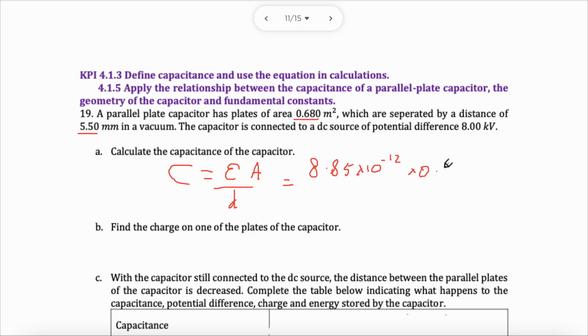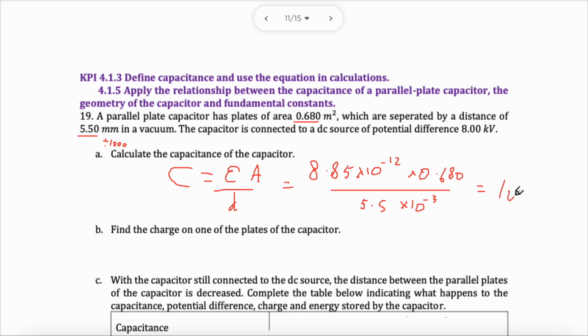Multiply that by the area, 0.680, and I'm going to divide all of that by the distance. Millimeters is not good, so I must divide by 1,000, or you can just write 5.5 times 10 to the minus 3. So 8.85 times 10 to the minus 12 times 0.680 divided by 5.5 times 10 to the minus 3, and I will get 1.09 times 10 to the minus 9 farads. So 1.09 nanofarads, I would say.